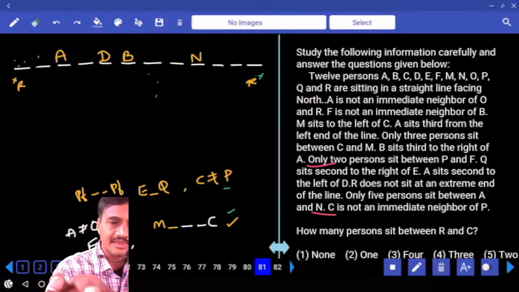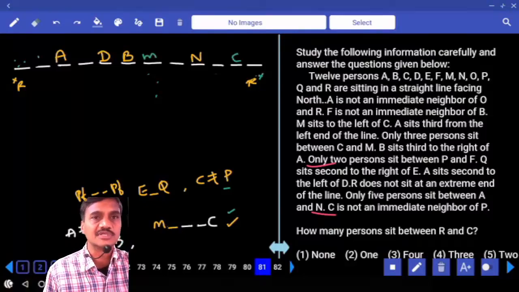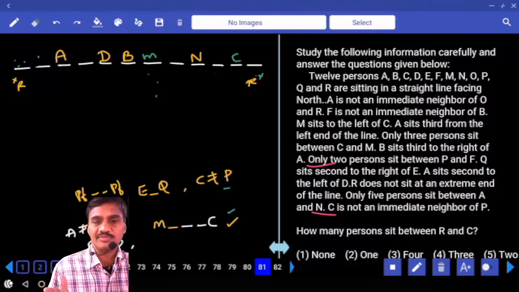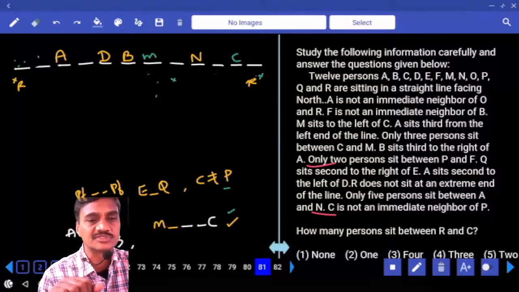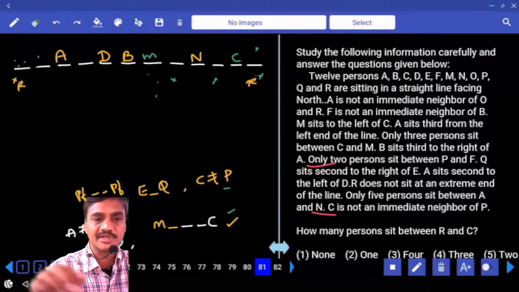And here M is at this place. M is here, how many persons in between these two? 3 persons. M and C, there are 3 persons. If there are 3 persons between M and C, then coming to P and F, where can we have this P and F? P and F cannot be at this place because there must be exactly 2. And P and F cannot be here.